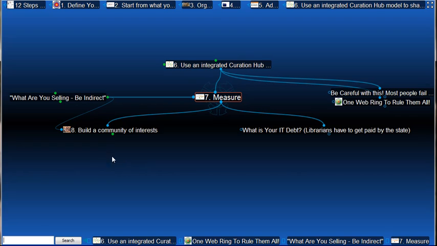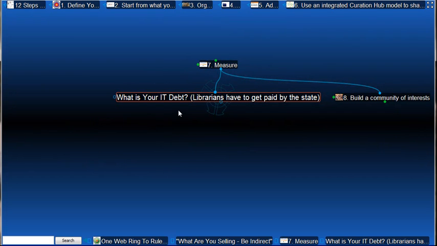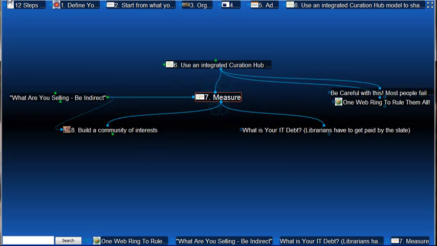People get confused about how much money they should spend to buy. What is your IT debt? Librarians generally have to get paid by the state or the feds. If you want to be a curator, you have to be an expert or a pseudo-expert in a topic, at least know your technical prowess, know how to work your way around these different curation platforms. You can actually go to a company with a resume on that, and then you can get paid. You get paid to do what you love to do. It's possible. We'll talk more about that in another video, and we also talk about it at curationprofits.com.